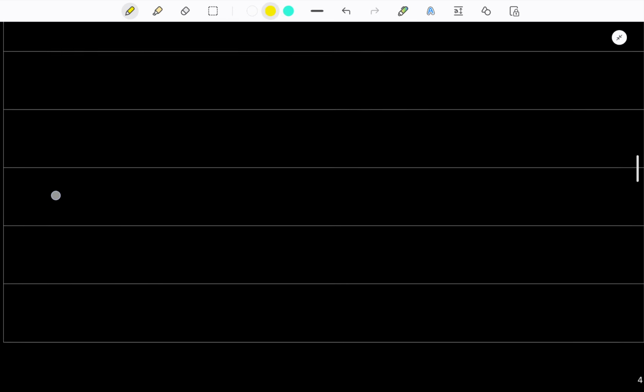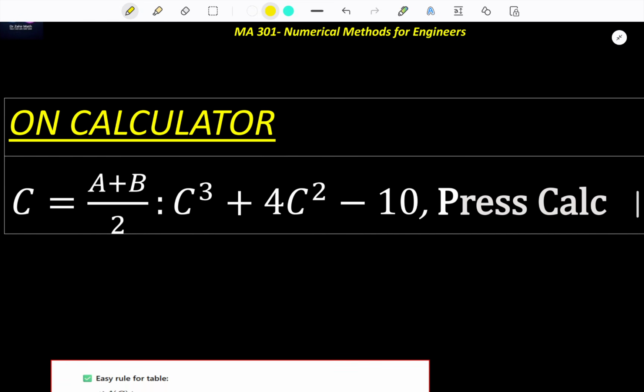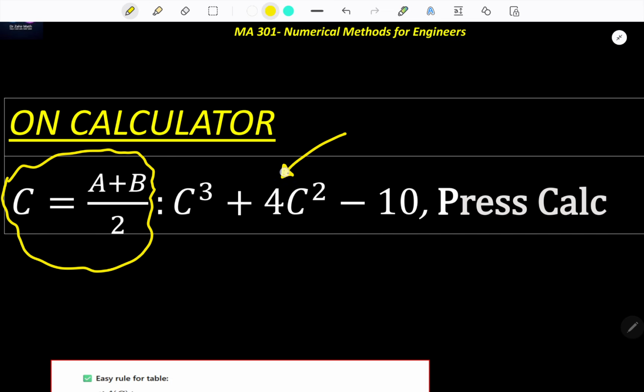Now take your calculator, all of you. On the calculator, you are going to type this formula. The actual formula is C is equal to A plus B divided by 2. But this one comes from the given question.